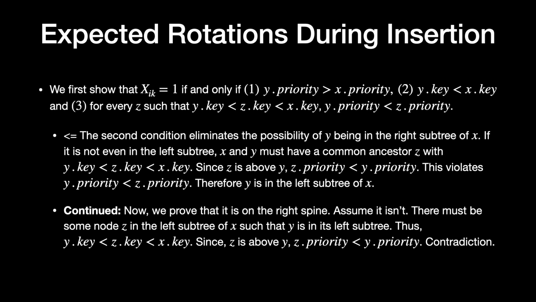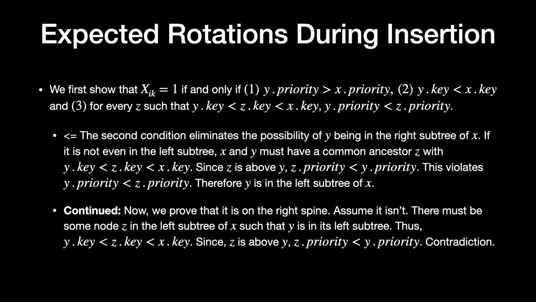If y is in a completely different subtree altogether, y and x must have a common ancestor, z. Let's assume that z is the lowest common ancestor of y. Now, since z is the lowest common ancestor of y, the value of z must lie between y and x. So the value of z is less than the value of x, and it is greater than the value of y. But since z is an ancestor of x and y, the priority of z is lower than the priorities of x and y. This violates the third condition.